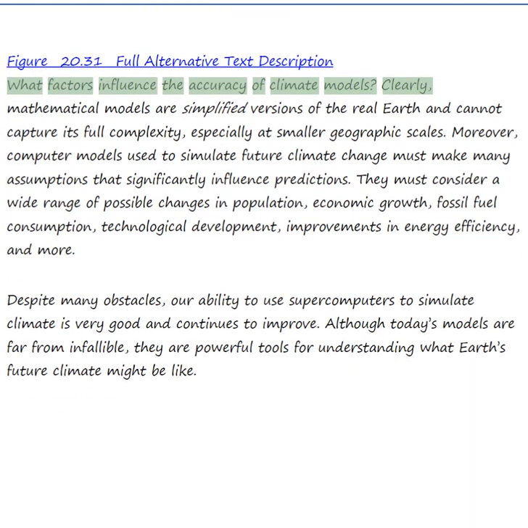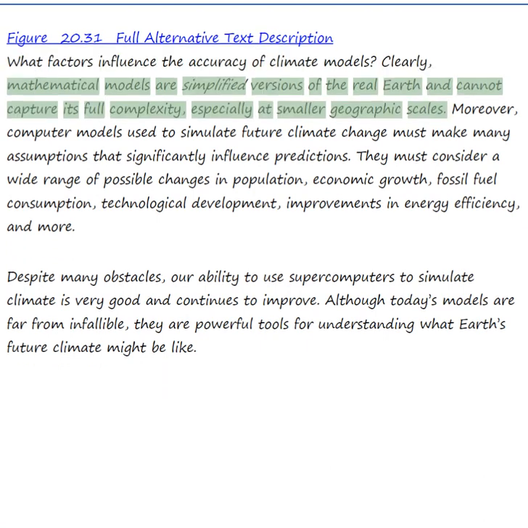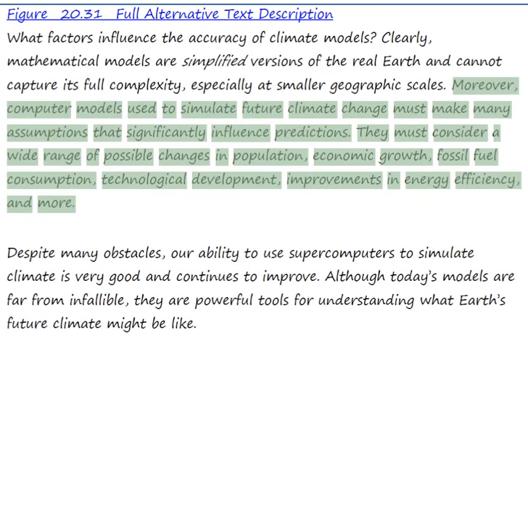What factors influence the accuracy of climate models? Clearly, mathematical models are simplified versions of the real Earth and cannot capture its full complexity, especially at smaller geographic scales. Moreover, computer models used to simulate future climate change must make many assumptions that significantly influence predictions. They must consider a wide range of possible changes in population, economic growth, fossil fuel consumption, technological development, improvements in energy efficiency, and more.